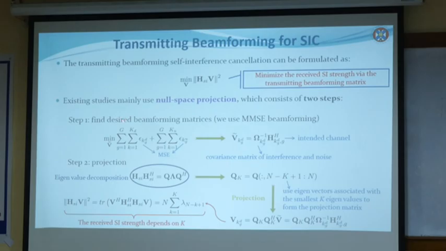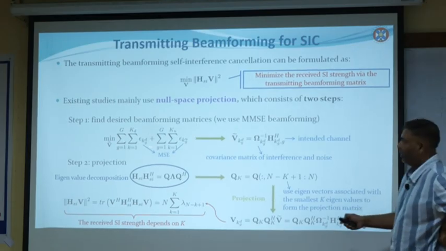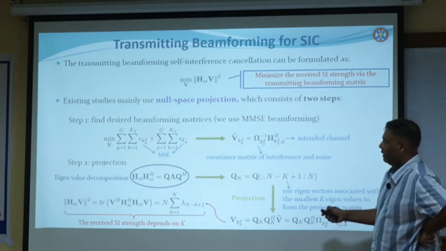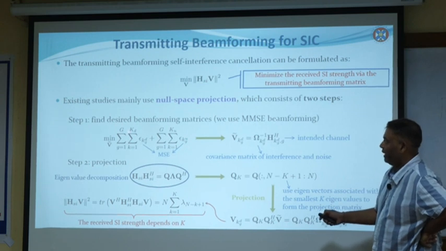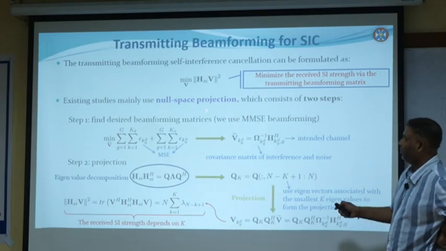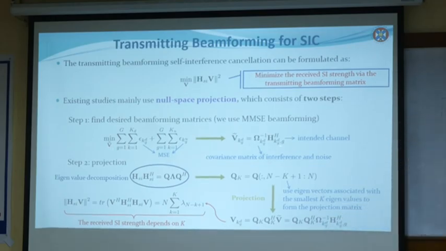So step one is to find the desired beamforming matrix to minimize the mean square error, MMSE. This is the error from the downlink users, and this is the error due to uplink users. You sum both of these errors and minimize them with respect to V, the precoder. Then you find the precoder, and then do some further processing to find the null space beamforming technique.